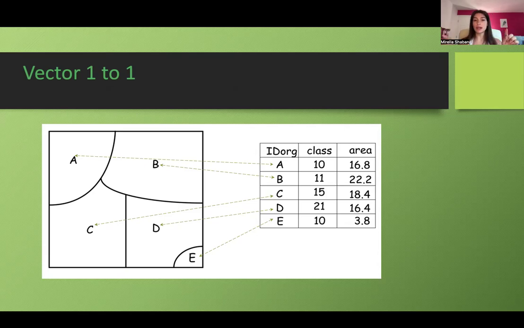You see that these arrows going back and forth between the map and the table are showing you that for polygon A, there's only one row in the table that refers to polygon A. It has an ID, it has a class, and it has an area. There is only one row per polygon, which means that for the map, there is a one-to-one relationship between what is on the map and what is in the attribute table. And you see that this continues to be true for all of the other polygons B, C, D, and E within this map.